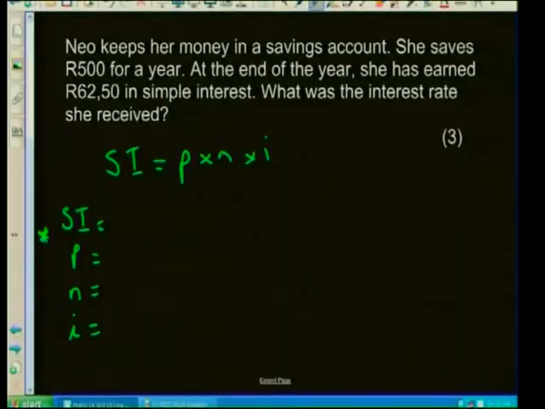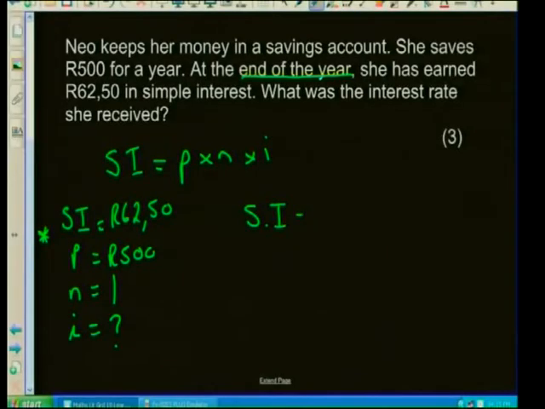So the first thing is this, what do I want? I want to know what was the interest rate. So it's the I that I'm trying to calculate. The simple interest I know, it was 62 rand and 50 cents. P is the amount I invested, which was 500 rand. N is the number of years, and we are just doing it for 1 year because at the end of the year, 1 year. Now we've got every little bit of information I need, plus I know what I'm looking for. I'm looking for the I, the interest rate.